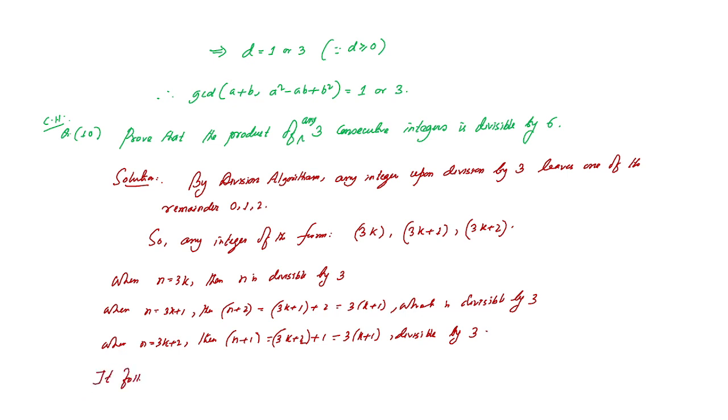So in any case, it follows that for any integer n, 3 must divide either n or n plus 1 or n plus 2. So that means 3 must divide the product of 3 consecutive integers. Okay, so this is our one.